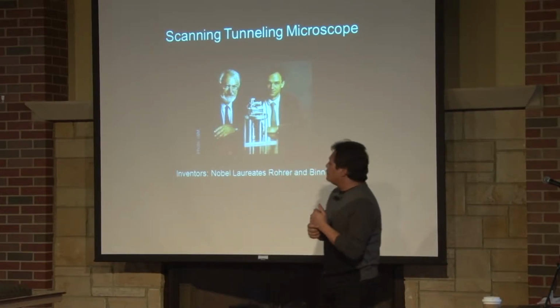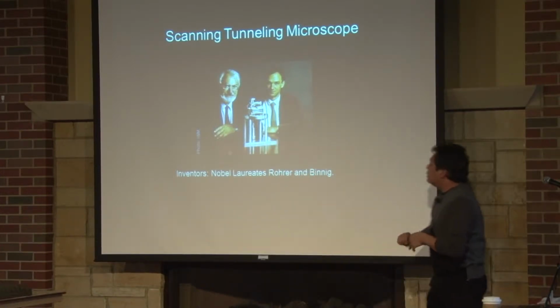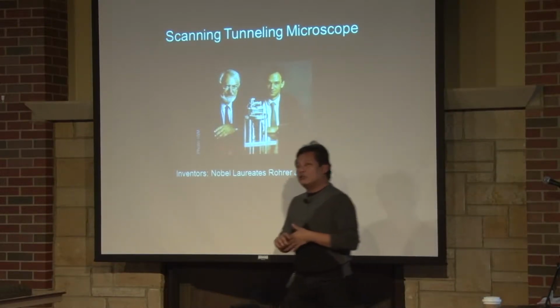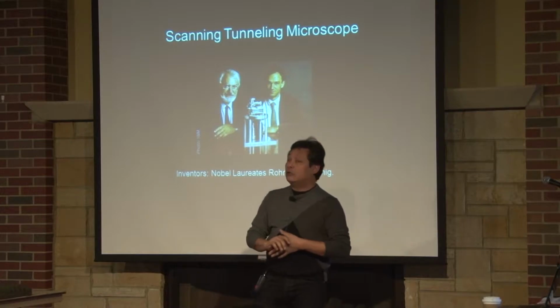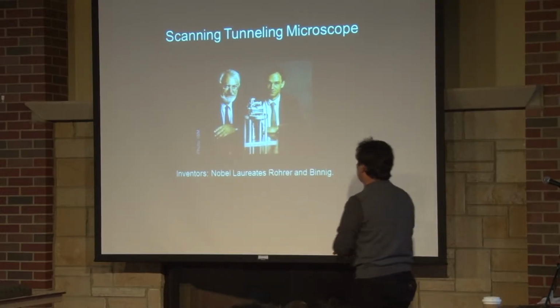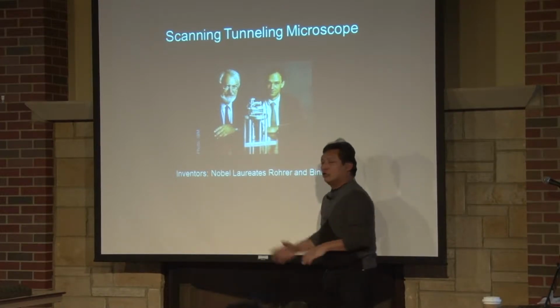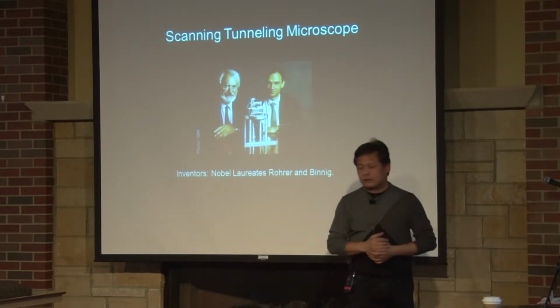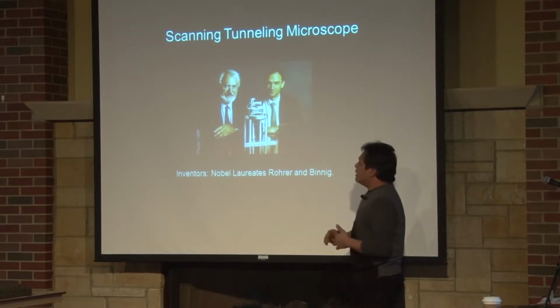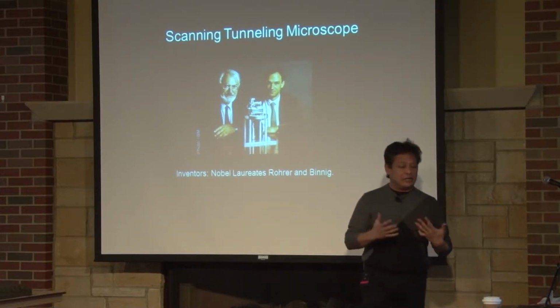But we were lucky because of these scientists, physicists. These two gentlemen have invented a new type of microscope. It doesn't use light at all. This is called the scanning tunneling microscope, and they got the Nobel Prize in 1987, sorry. And this invention led us to see the atoms.